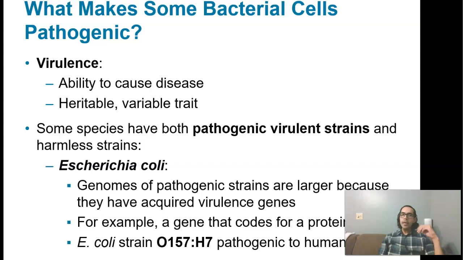For instance, E. coli has genomes of pathogenic strains that are larger because they have acquired virulence genes, for example, a gene that codes for a protein toxin. The E. coli strain O157:H7 is pathogenic to humans.